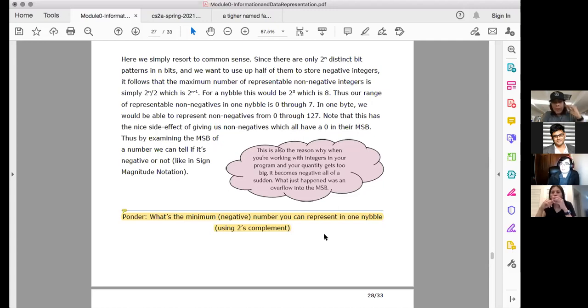So I think perhaps one strategy, just proposing it, to find the biggest negative number that you can find would be to go to the biggest positive number that you can fit in one nibble, which is 1111, and then find the 2's complement of that value, just as a proposal. Does that sound reasonable?